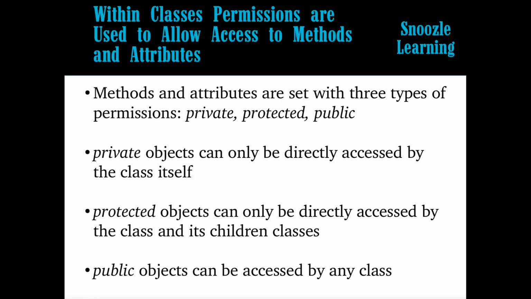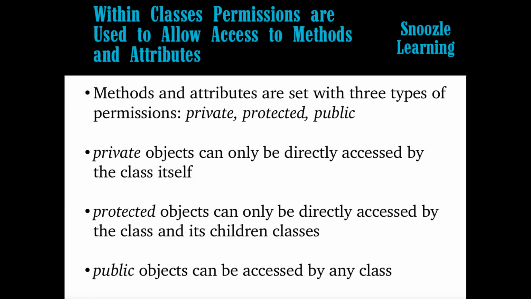Within classes, we have permissions, and I'll show this when I do the demo in a few seconds. Basically, each object within a class, so the attributes and methods, you can label as private, protected, or public. Private objects can only be directly accessed by the class itself. If you don't put private in front of a class attribute or method, it'll be private by default.